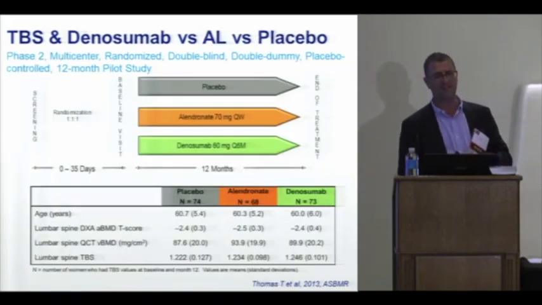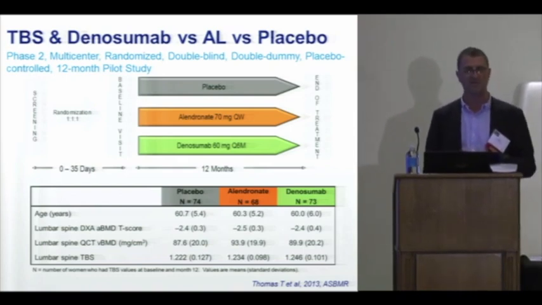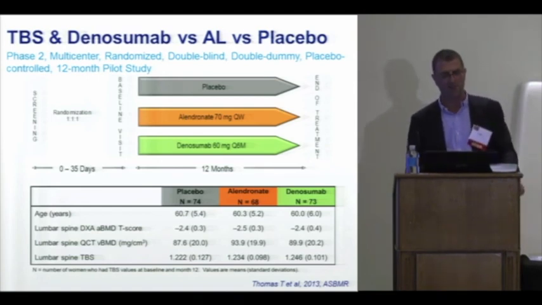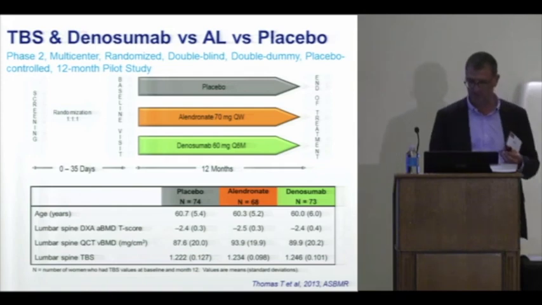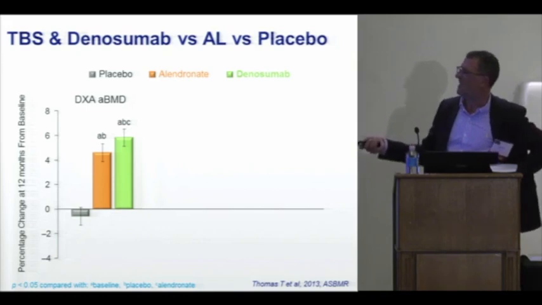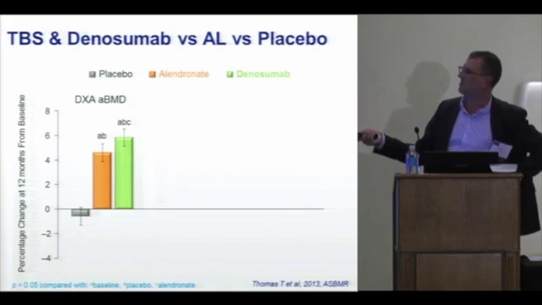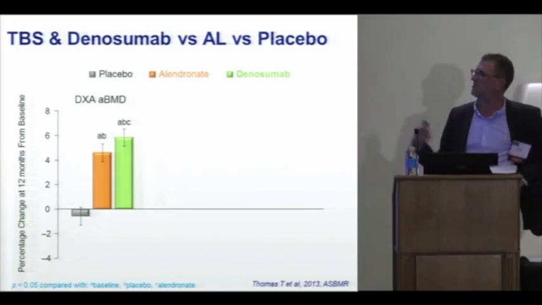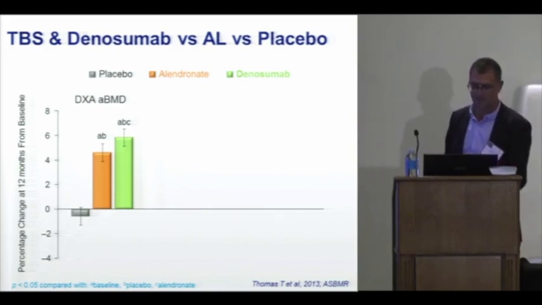So another interesting study that has just been presented at the ASBMR last year, also a head-to-head, placebo versus alendronate versus denosumab, in a small cohort, randomized 1:1:1. And you have about 70 patients per arm. And what happened was quite interesting because they had the QCT as well. So in terms of DEXA BMD, you had the placebo decreasing. You have a major increase after 1 year, about 4.2%, 4.5% with the DEXA BMD of the spine for alendronate. And you have about 6% increase with the denosumab.